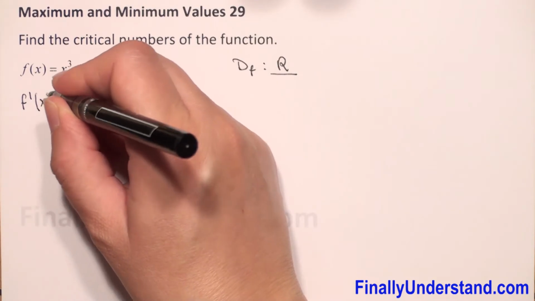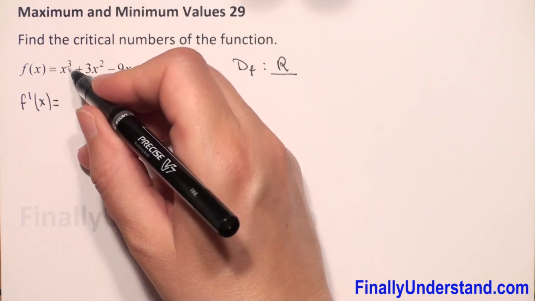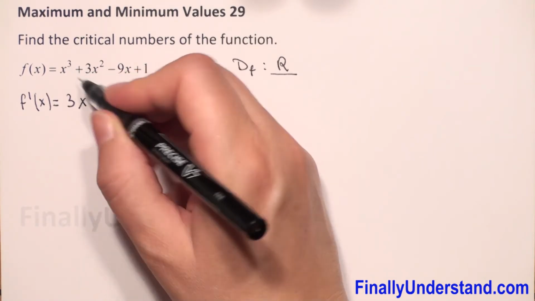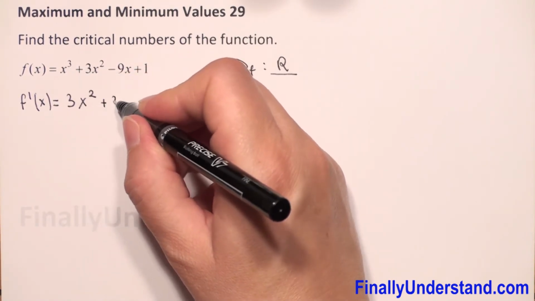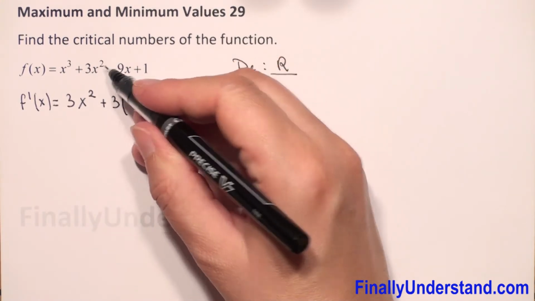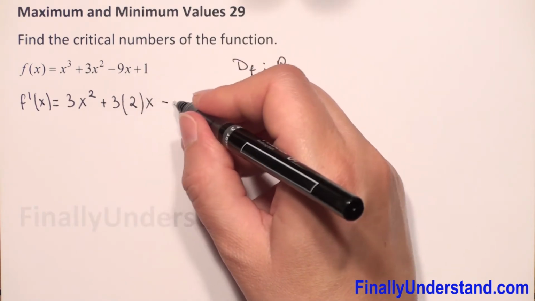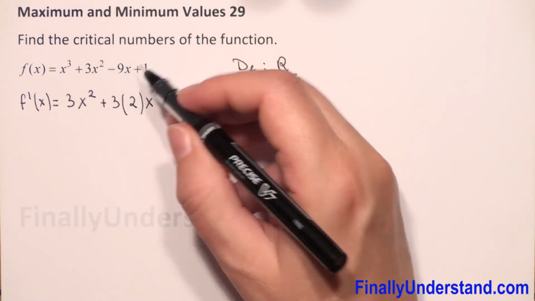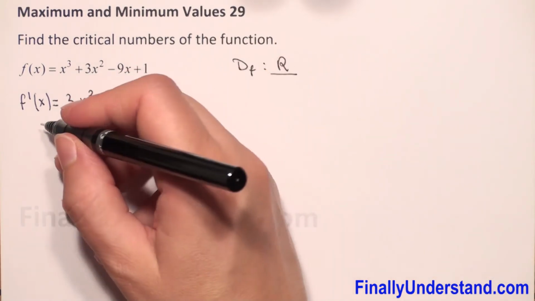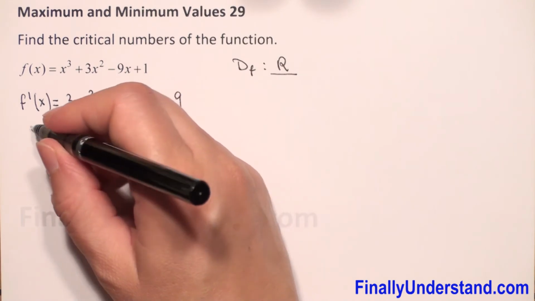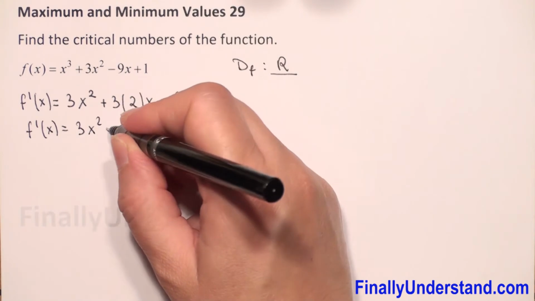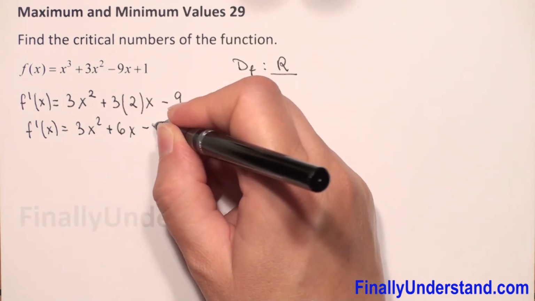f prime of x is equal to the derivative of x to the third, which is 3x to the second power, because 3 minus 1 is 2, plus 3 times 2 times x to the first power, because 2 minus 1 is 1, I don't have to write it, minus the derivative of negative 9x, which is negative 9, and the derivative of 1 is 0, I don't have to write it. So we have f prime of x is equal to 3x squared plus 6x minus 9.